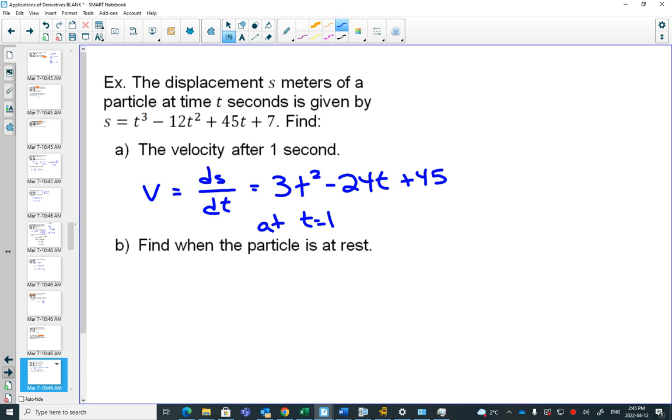At t equals 1, then, velocity would equal 24, and what are the units? Meters per second.